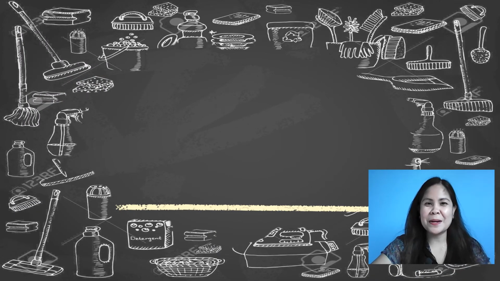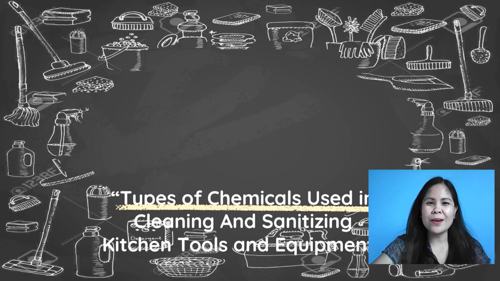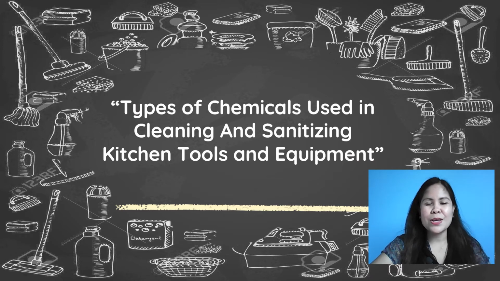After knowing the different classifications or categories of kitchen tools, we will now be moving on to the types of chemicals used in cleaning and sanitizing kitchen tools and equipment. In the food industry, chemicals are routinely used to sanitize and disinfect product contact surfaces. These chemicals provide a necessary and required step to ensure that the foods produced and consumed are as free as possible from microorganisms that can cause foodborne illness. Prevention is the name of the game.